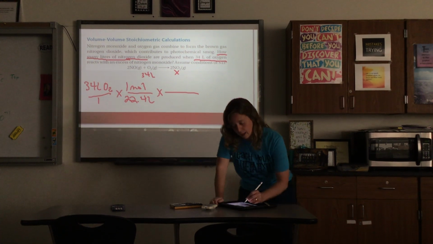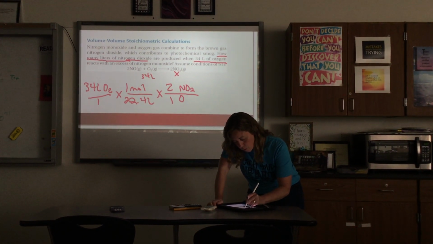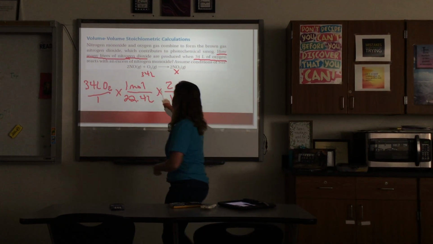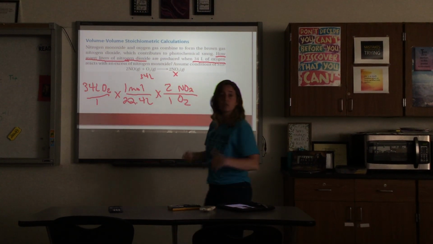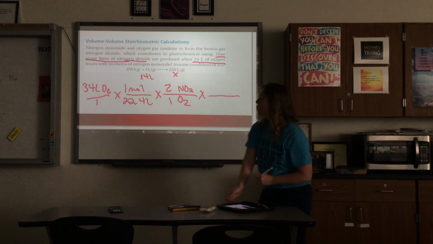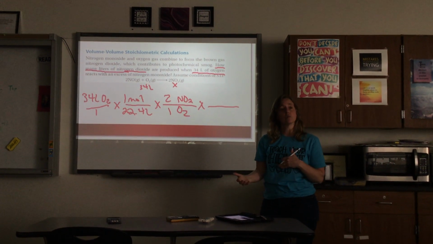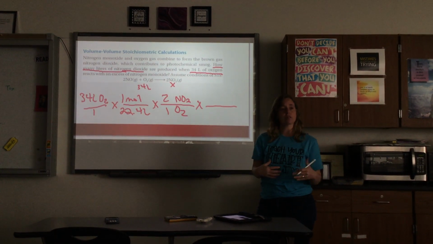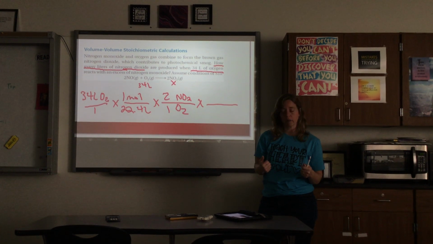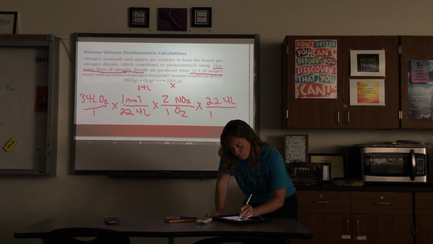Okay? So you're going to have 2 moles of NO2 over 1 mole of oxygen. It's 1 mole of oxygen because remember, 1 is understood. So it's going to be a 1. And now since we're going to volume, we don't have to do the molar mass. We're just going to use 22.4 again. So we're just going to take 22.4 liters over 1 mole.